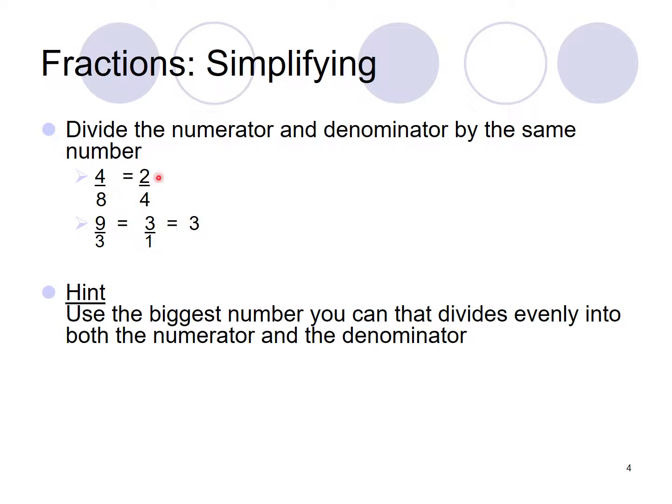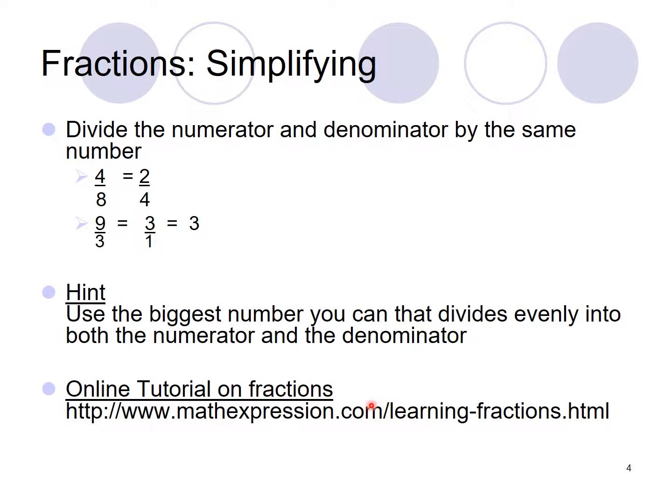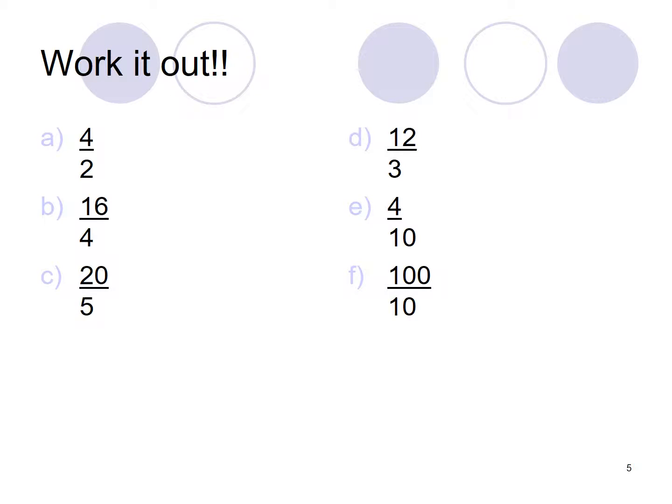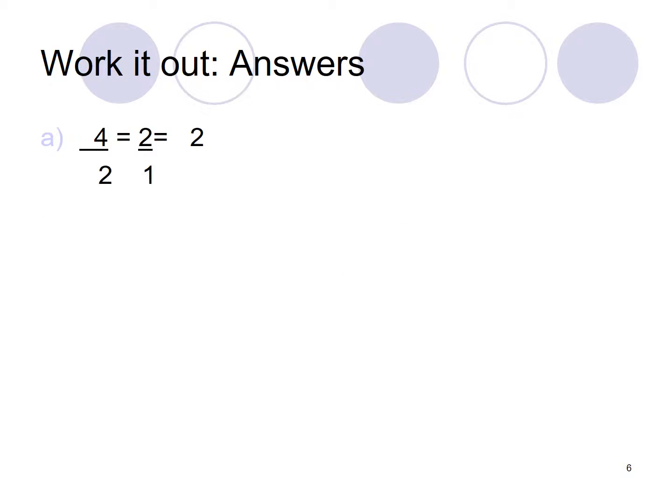When deciding to simplify out a fraction, use the biggest number you can that divides evenly into both the numerator, or the bit on the top, and the bit on the bottom. And that's an easy way to simplify it out. If there's something that you haven't done before, there's more tutorials available, and there's a link in Blackboard as well, and that's the link on the internet. So here's some questions you can work out, and here are the answers.